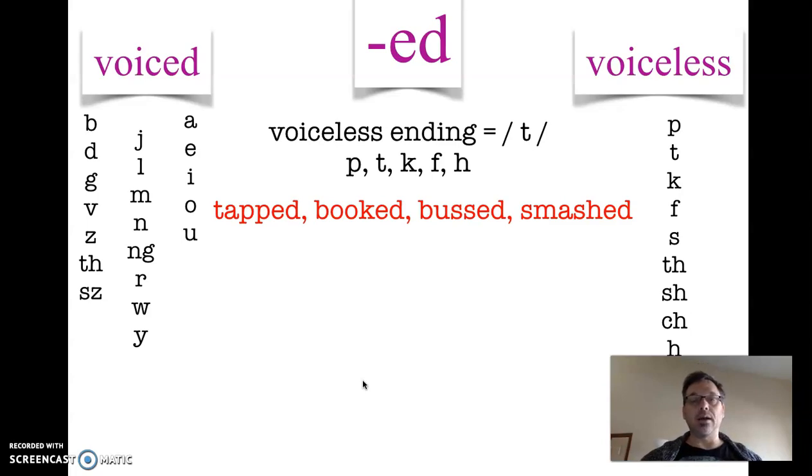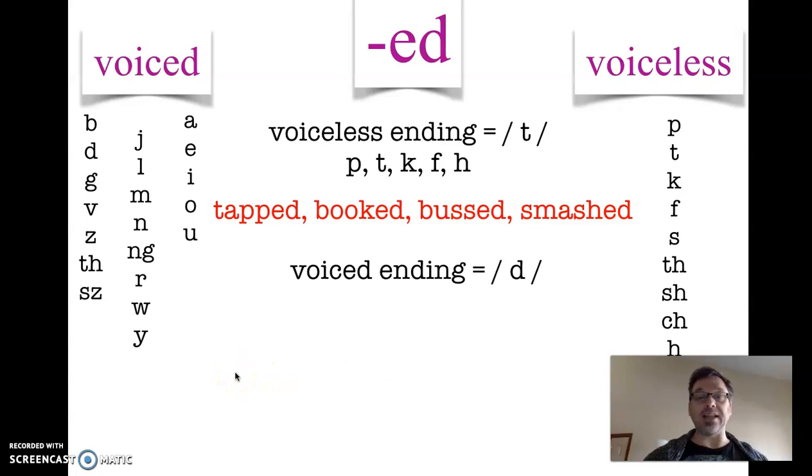Bused. The children were bused to the school. This one, I would suggest, may also sound more like a D, so this one's a little bit tricky. Smashed, okay? With a voiced ending, the suffix ed will sound like d.